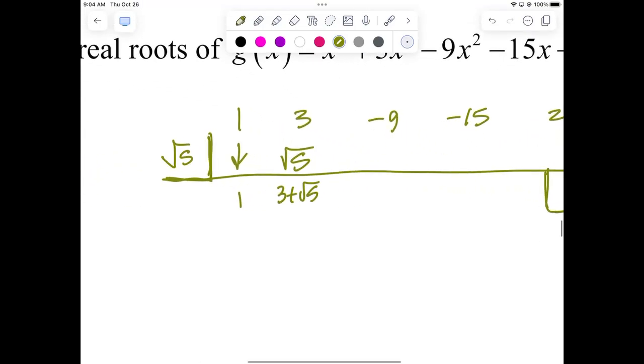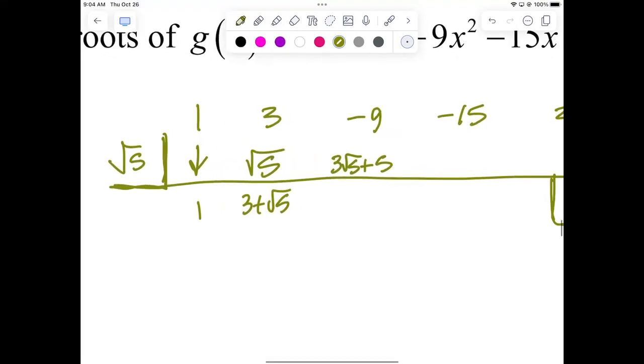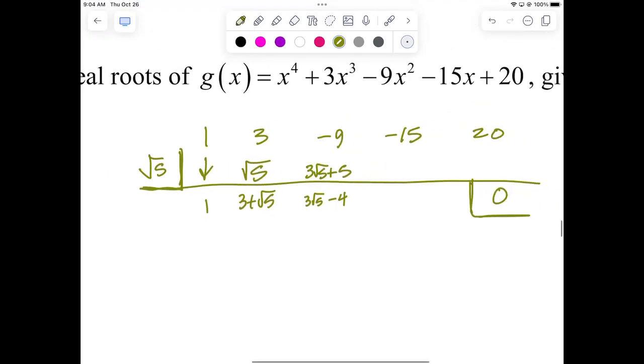So, if I distribute in my head, I get 3 square root of 5 plus 5. And I slide that up there. And now I add vertically. But I can only add like terms, correct? So it's 3 square root of 5. And what's negative 9 plus 5? Negative 4. That's combining like terms. Combining like terms. Now, I distribute again.